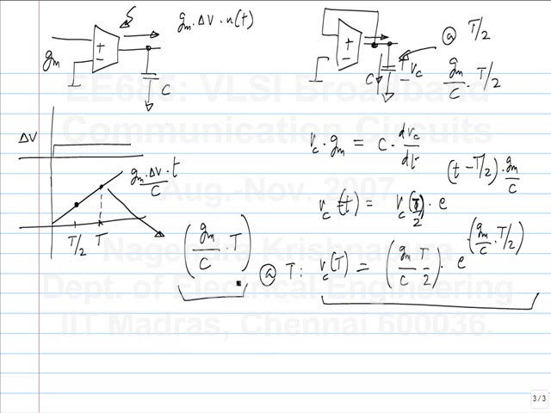What is the value of Gm by C times t for which this is greater? The second one, the exponential stuff.